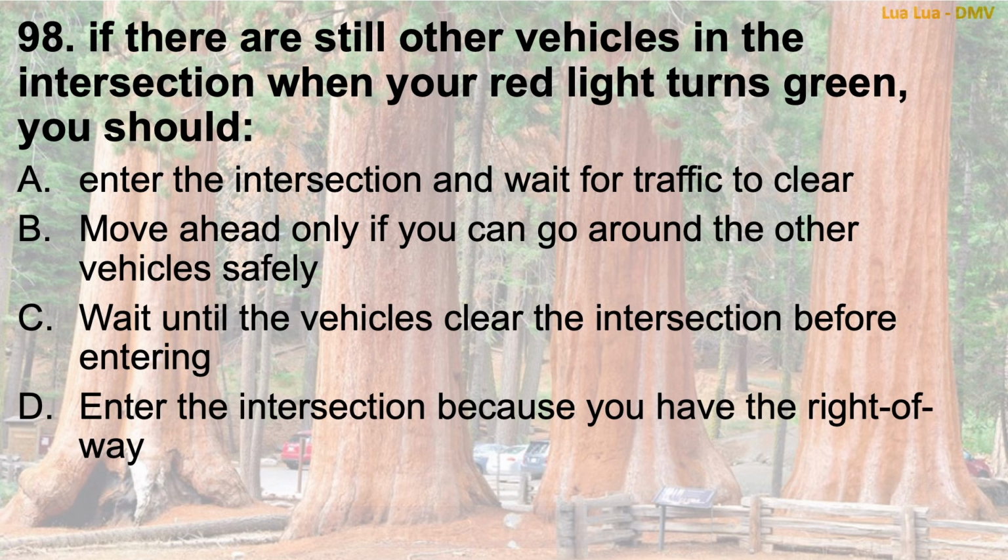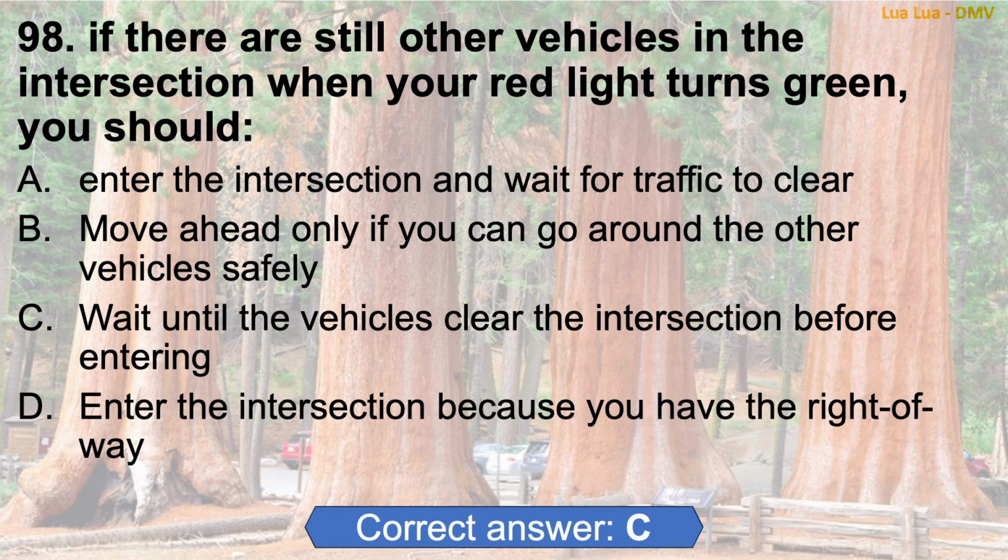Question 98. If there are still other vehicles in the intersection when your red light turns green, you should A. Enter the intersection and wait for traffic to clear. B. Move ahead only if you can go around the other vehicles safely. C. Wait until the vehicles clear the intersection before entering. D. Enter the intersection because you have the right-of-way. The correct answer is C. Wait until the vehicles clear the intersection before entering.